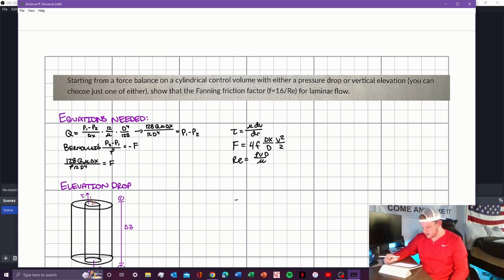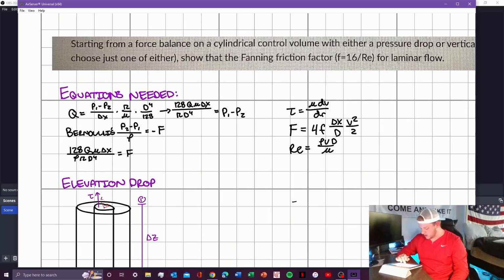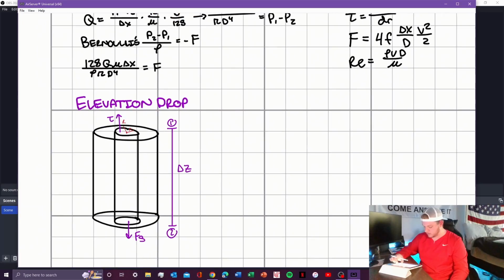I listed some equations that we need just in case I get stuck and need to reference back. Those would be the flow rate, Bernoulli's equation, the shear stress equation relating to the shear rate and the viscosity, the frictional heating coefficient relating to the Fanning friction factor, and the Reynolds number.